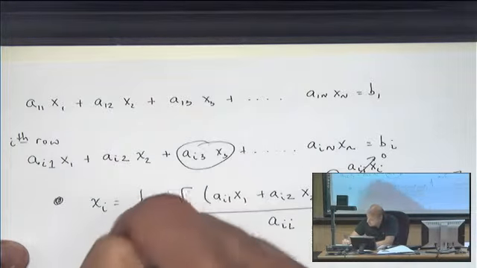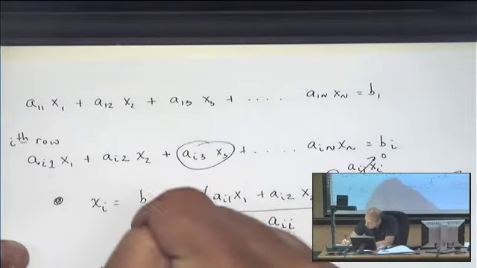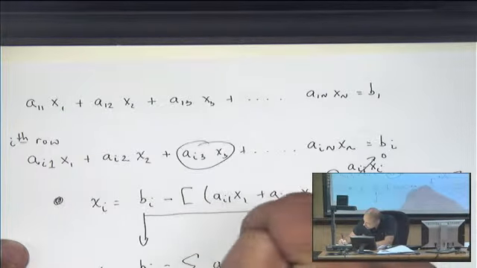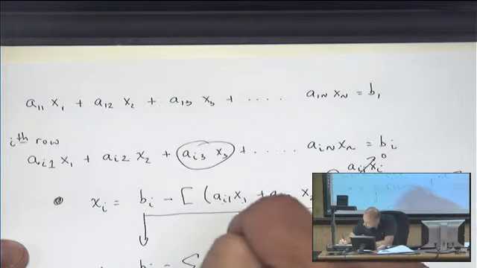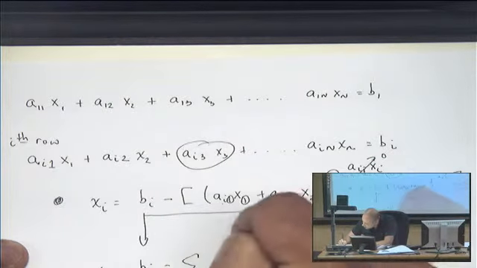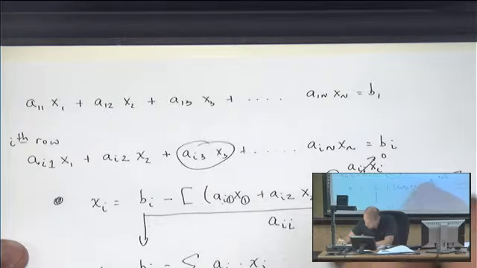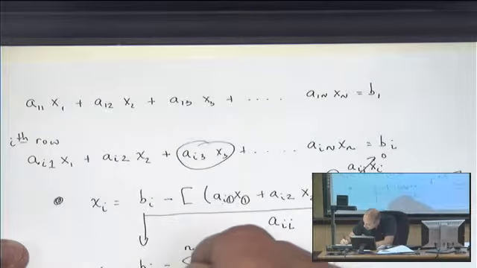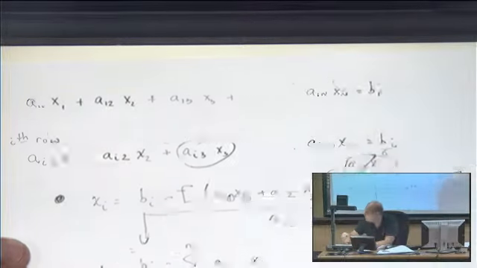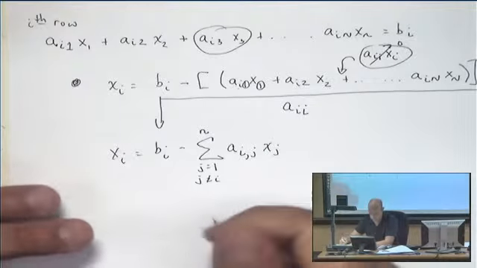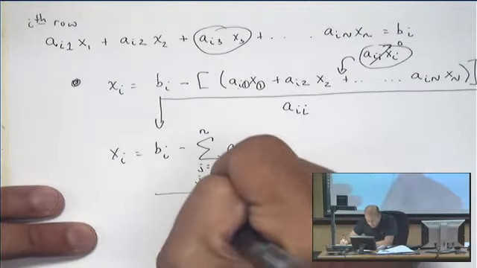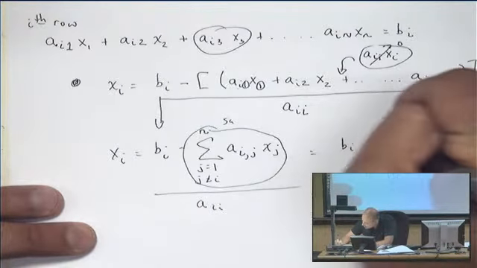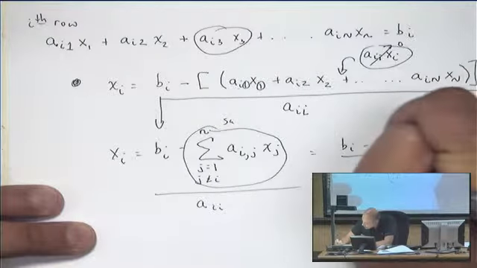So when you write this, x i is equal to b i minus this summation of a i j times x j, where j goes from 1 to n, except that j cannot equal i because of this reason right over there, divided by a i i, where this is my sum. So my x i was equal to b of i minus my sum divided by a i i.